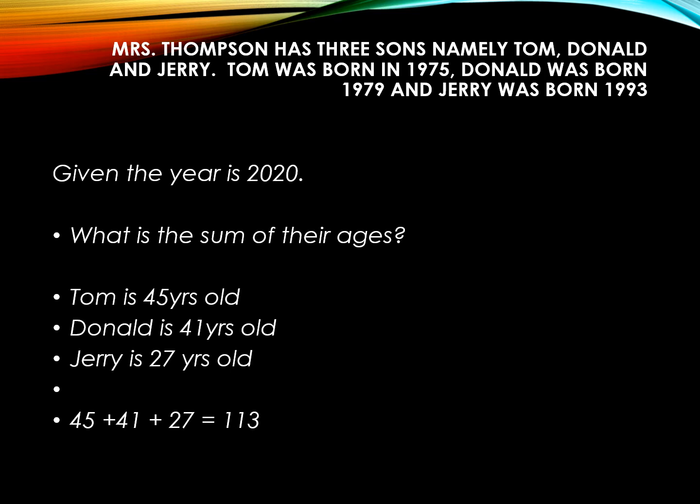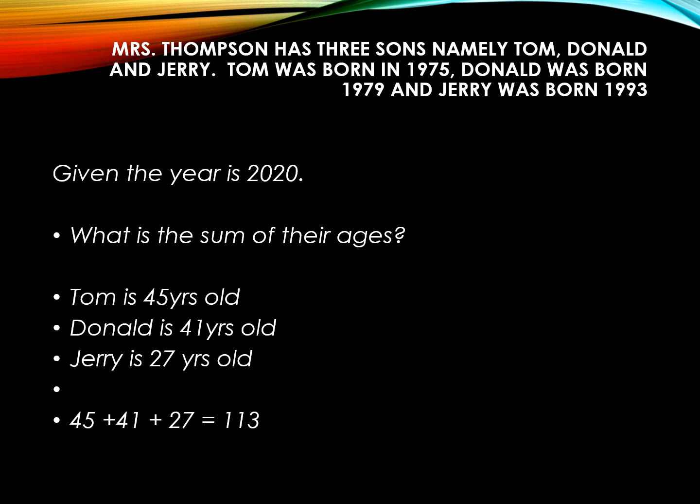So given the question, I would have worked out this part for you already, each of their ages. So Tom's age is 45 in 2020 if the person was born in 1975. Donald's age is 41 based on his year, 1979. Jerry is 27 years old based on 1993. Right? And all you do to get these ages is take away, or minus, the year of birth from the given year and you get their ages.